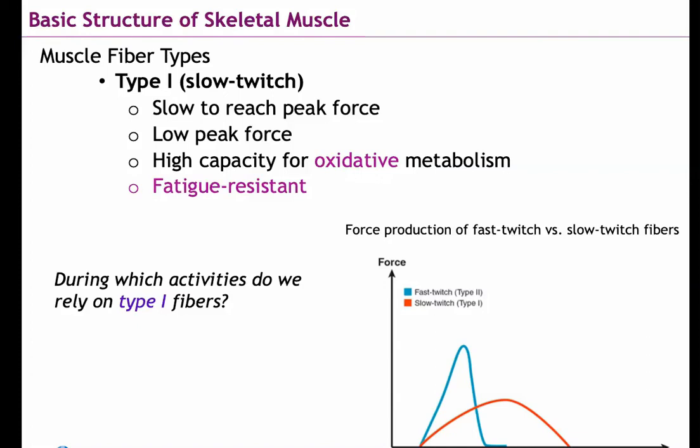Like walking. Walking is a great example of when we would use type 1 fibers. Also running a marathon. We've got to do that for a long time. So think of marathon, triathlon, long duration cycling event, long distance walk, cross country skiing, long distance swimming, anything where we're doing something at a low intensity for a long period of time. They're fatigue resistant, which is great. We can use these fibers for a while before they get tired.